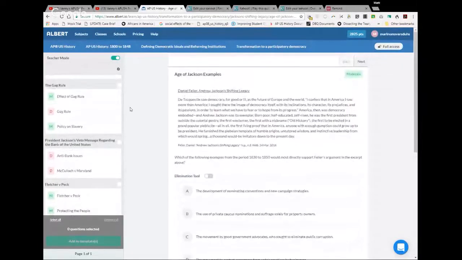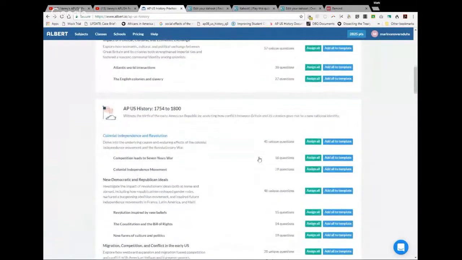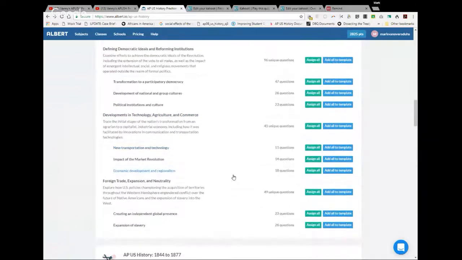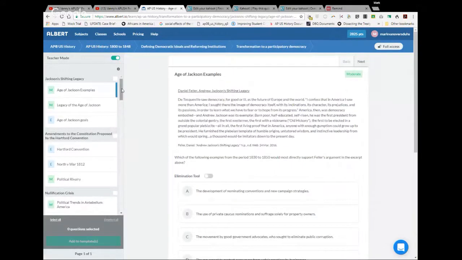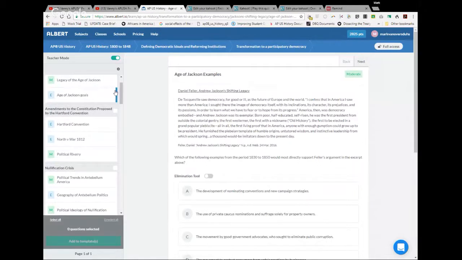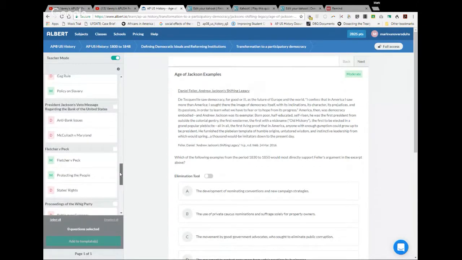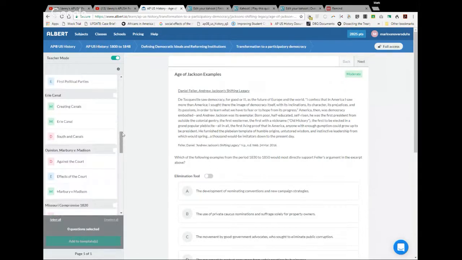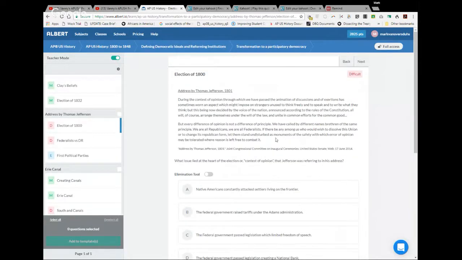So nicely done. Let's take a look now and go into some Albert questions to fully understand and appreciate our stimulus questions. So let's take a look here at a couple of different options. Let's do the transformation to a participatory democracy, common man politics. So we are going to go first to Thomas Jefferson. Let's look at the election of 1800.